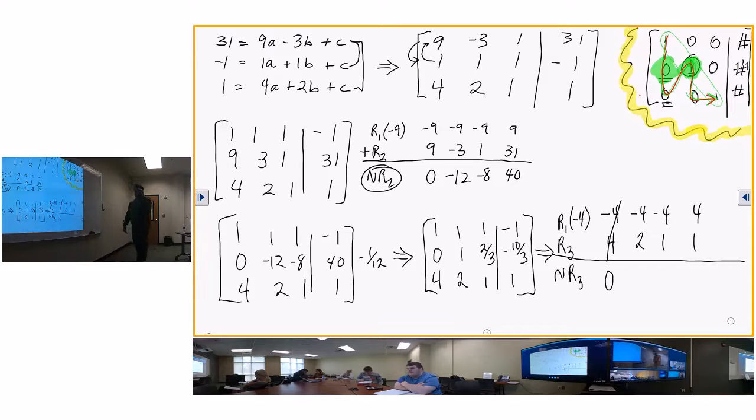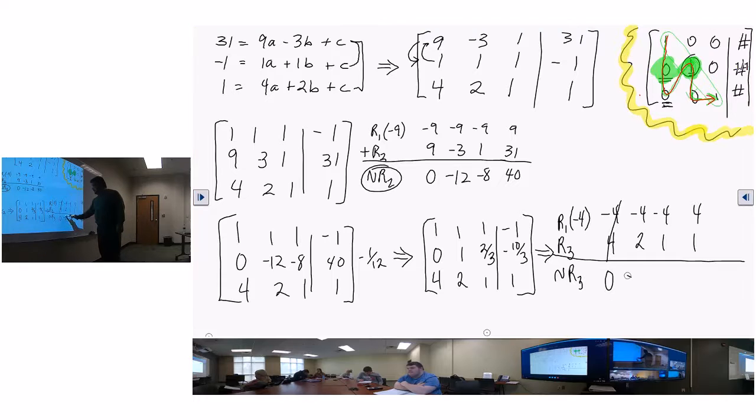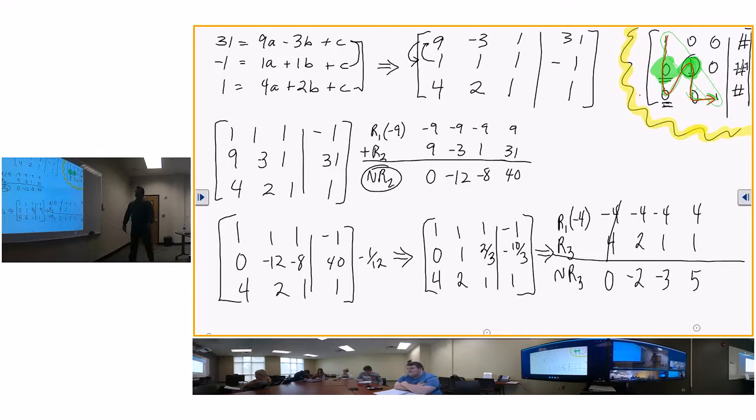Okay, what's negative 4 plus 2? Negative 2. Negative 4 plus 1 is negative 3, 4 plus 1 is 5. So there is our new row 3. Now I'm going to make all this small so I can keep going.